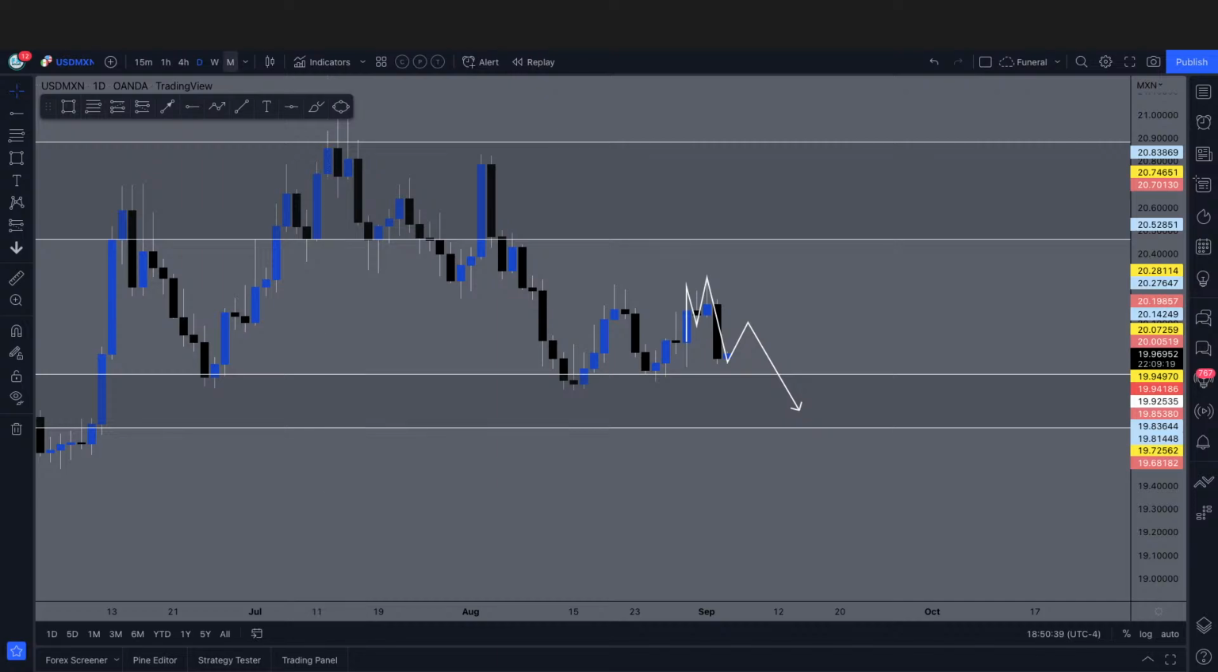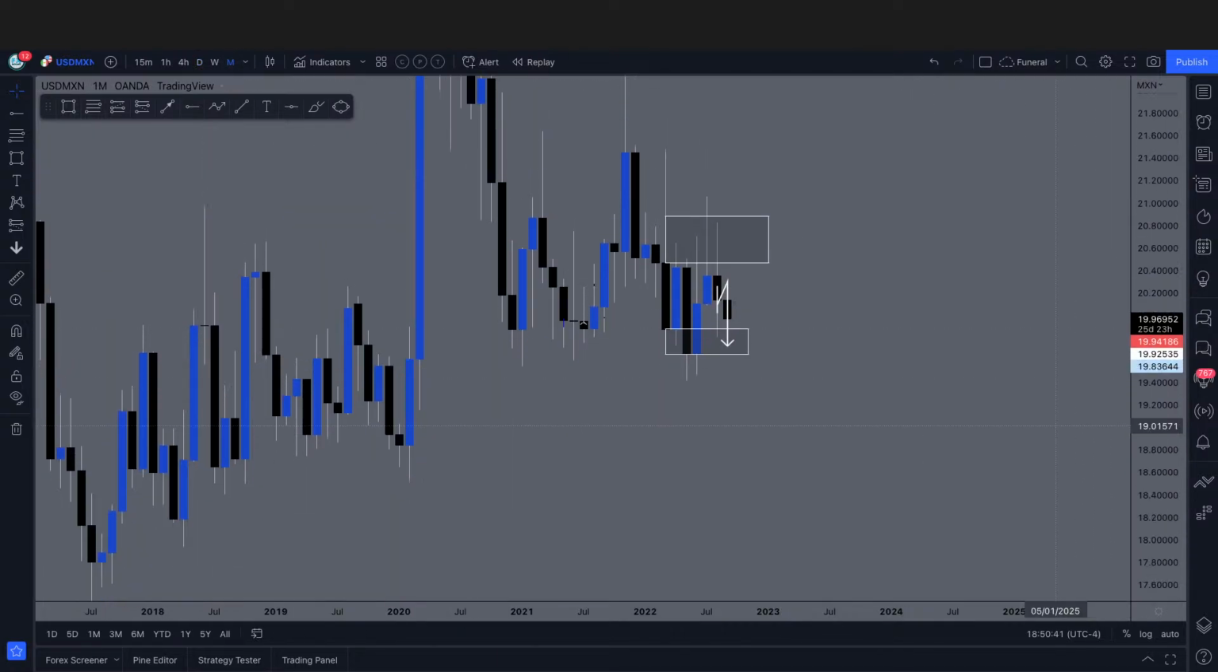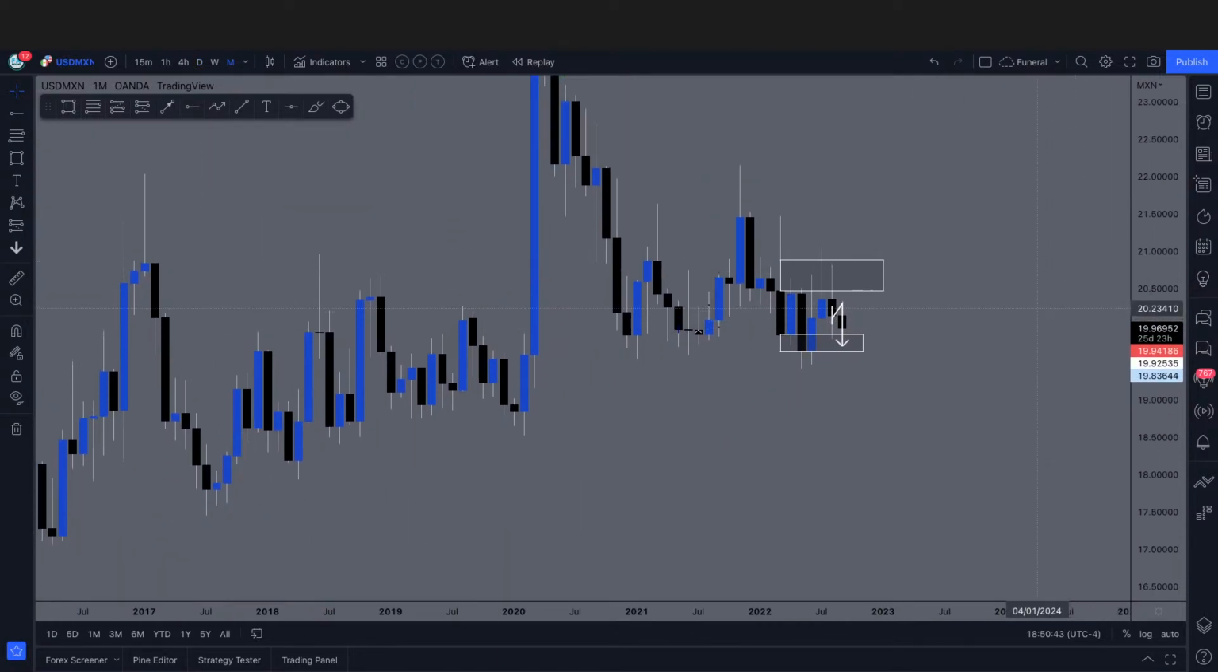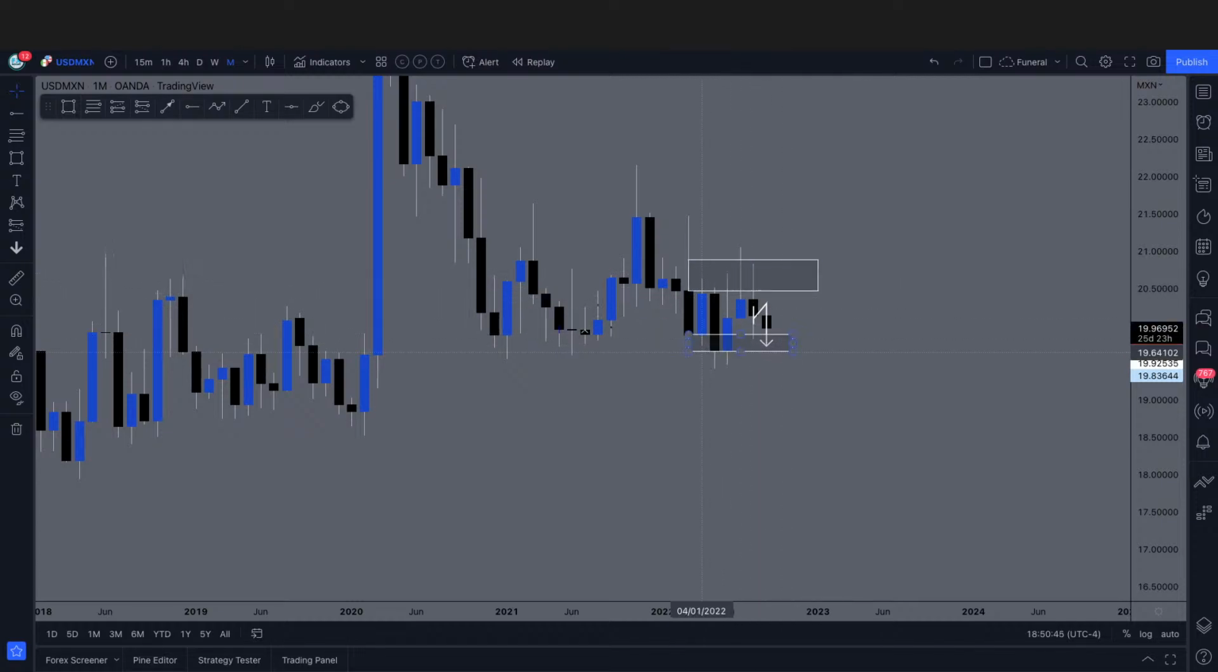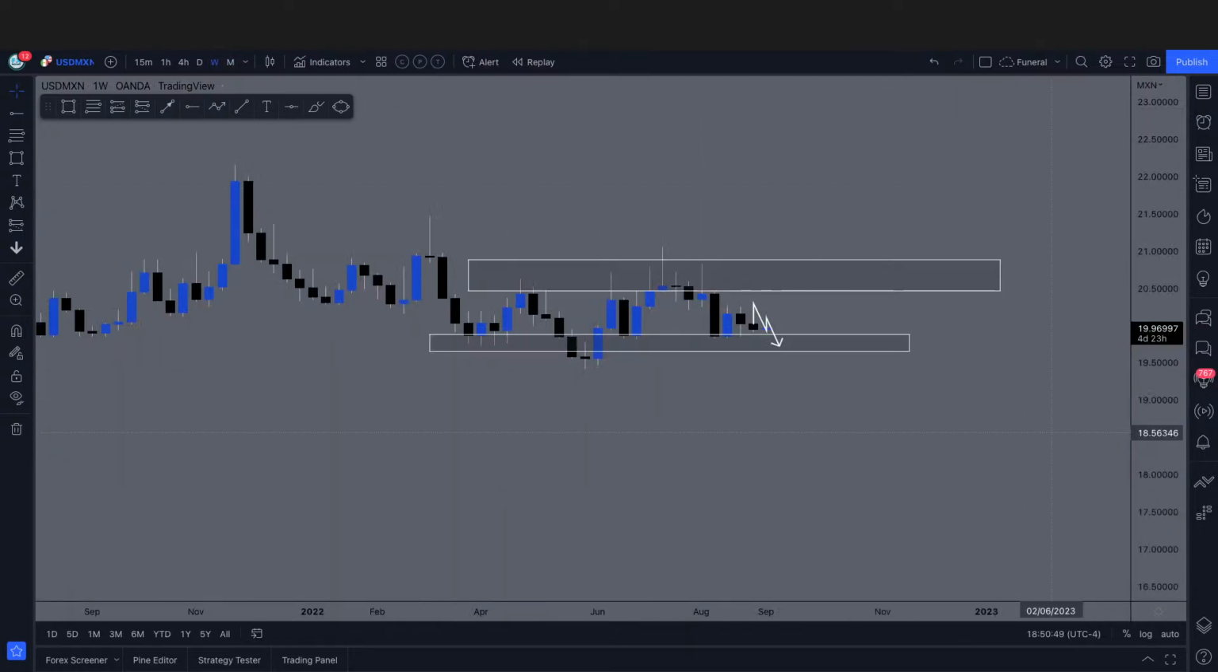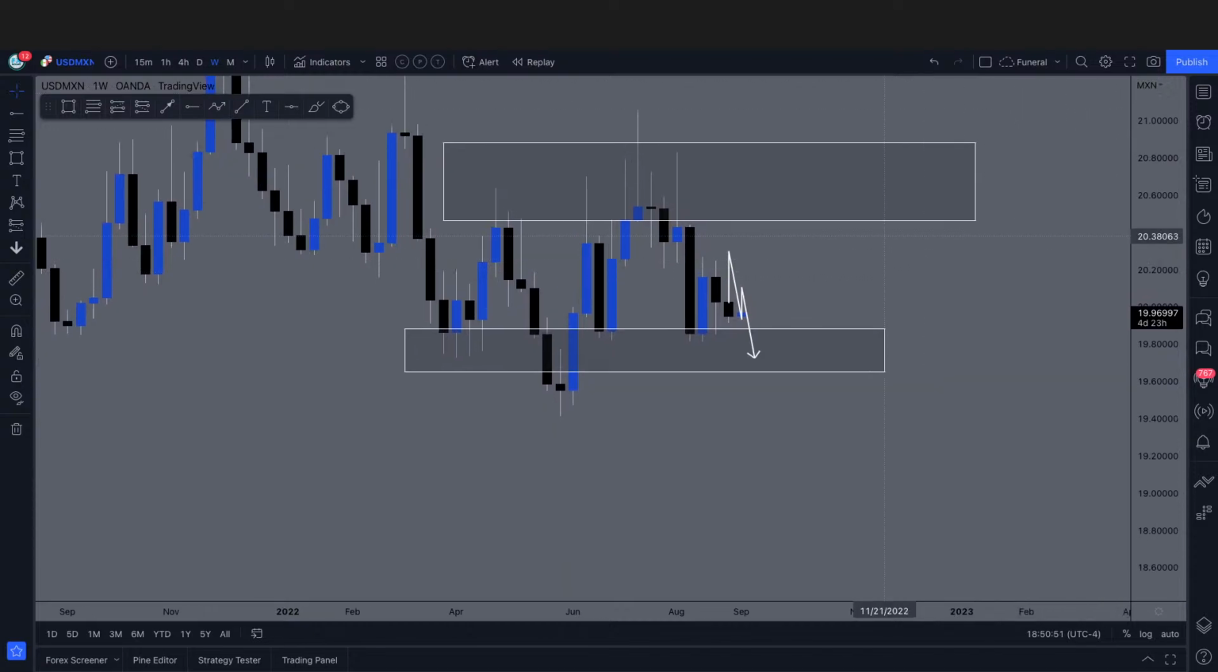And then if we drop down to USD Mexican Peso, on USD Mexican Peso, we are kind of trapped in this area on the monthly, kind of consolidating sideways, so nothing really ideal. On the weekly, we just had this impulse to the downside and this retracement. We are looking to start the next impulse to the downside as well.